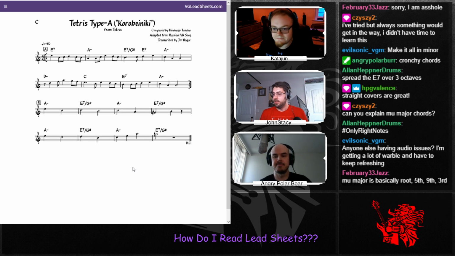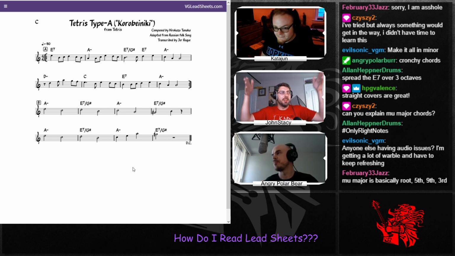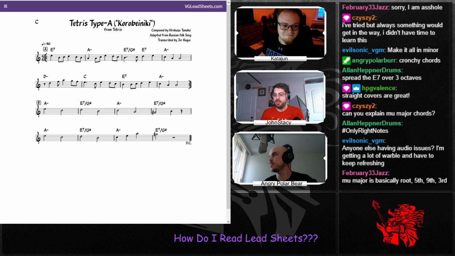Right. So this is a question from the chat, and I'm just going to answer it real quick. The Mu major chord is specifically a Steely Dan thing. It's not really relevant outside of that. Basically it's a root, a fifth, a ninth, and a third, and various voicings of that. But it's called an add two chord anywhere else. And that's the Mu major. Okay, I'm done.